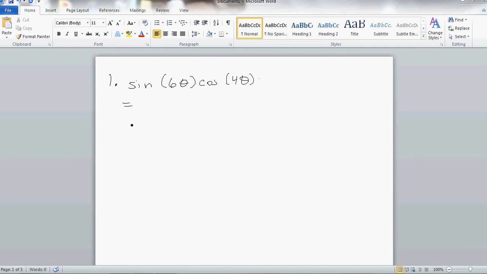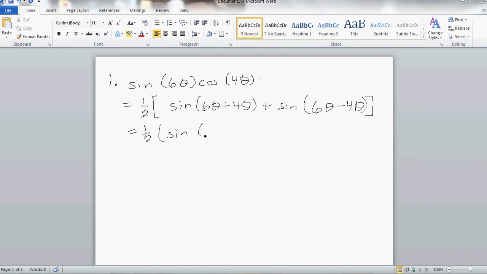So we use the product to sum formula, which says we're going to take 1/2 of the sine of the 2 angles added together plus the sine of the 2 angles subtracted from each other. So that equals 1/2 times the sine of 10 theta plus the sine of 2 theta. And what we have done is we have changed this product into a sum.